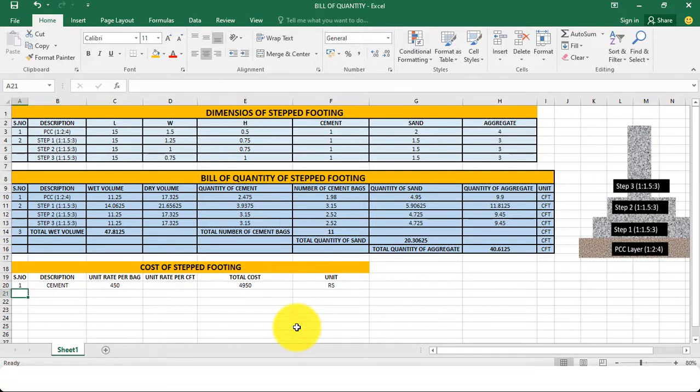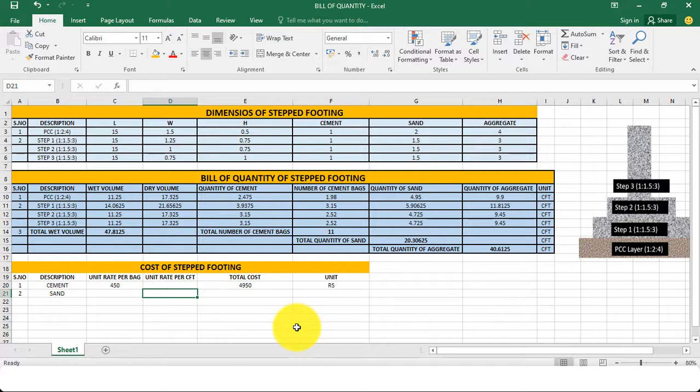Next, I have to calculate the cost for sand. So for that, here in serial number I will write 2. Then in the description I will write sand. Now to calculate the cost of sand, I will need the unit rate of sand per cubic feet, which means what is the market price of 1 cubic feet of sand, or what the suppliers of sand are charging for 1 cubic feet of sand.